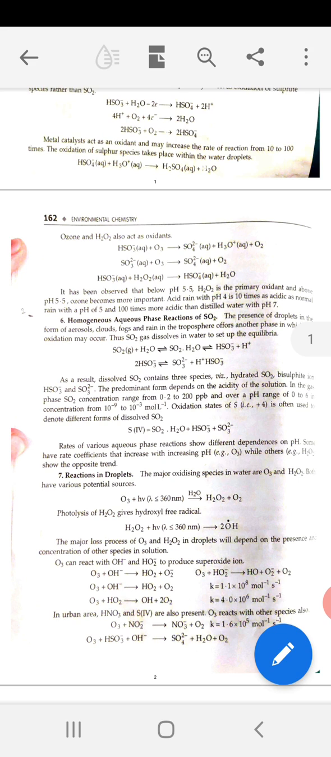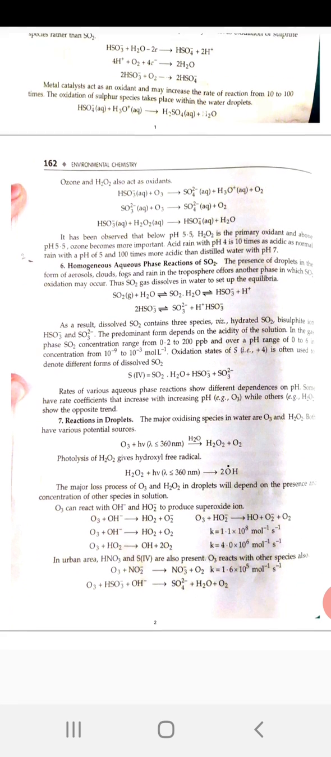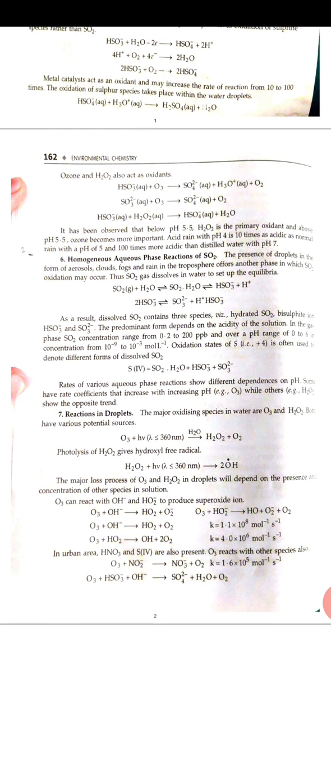It has been observed that below pH 5.5, H2O2 is the primary oxidant, and above pH 5.5, ozone becomes more important. Acid rain with pH 4 is 10 times as acidic as normal rain with pH 5 and 100 times more acidic than distilled water with pH 7.